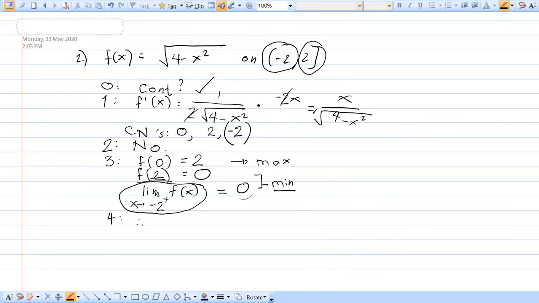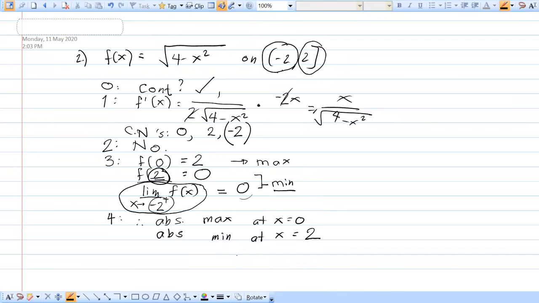Okay? So, therefore, we have an absolute max at x equals 0 and absolute minimum at x equals, again, 2 lang. 2. Hindi pwedeng si negative 2 kasi kumuha tayo ng limit dahil hindi siya kasama doon sa ating interval. Hindi siya kasama sa pinagpipilian natin. Okay? And that's it.